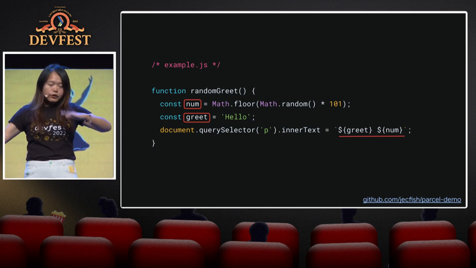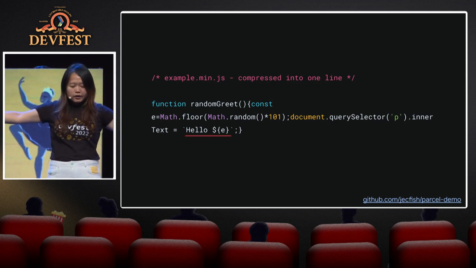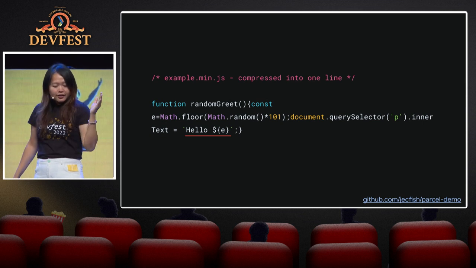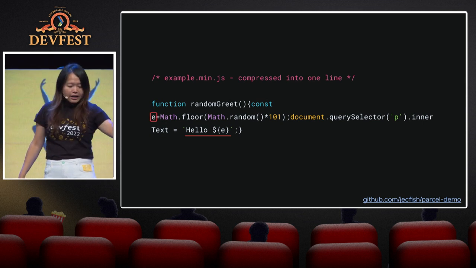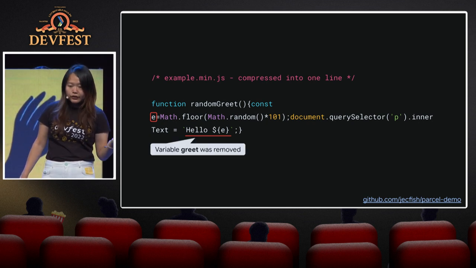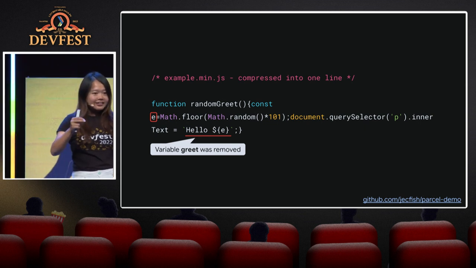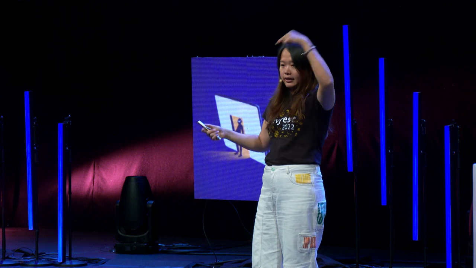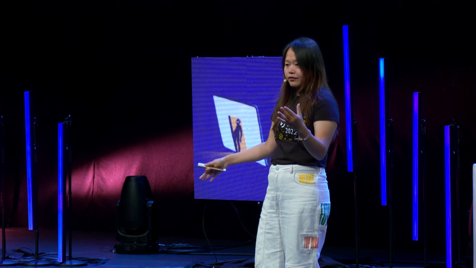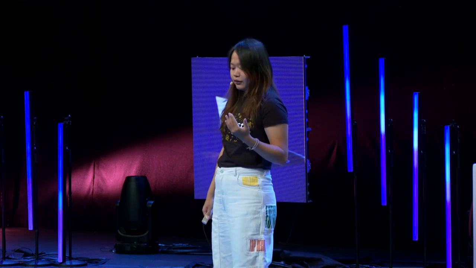And then when your build tool compiles it, everything becomes one line. And then you see that it shows hello and E. So the E, we know that is the number variable, but the hello is the grid variable, which your build tool is very smart. It just understands that it's a static string, and then it's just embedded directly. And because of this smartness, it saves you a lot of bytes in your final file. But for debugging, it is not so good.